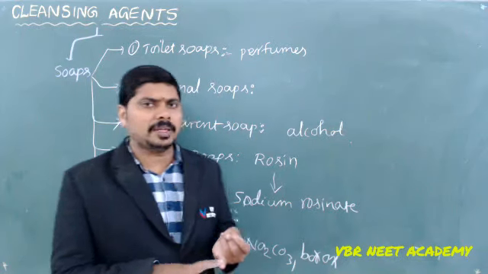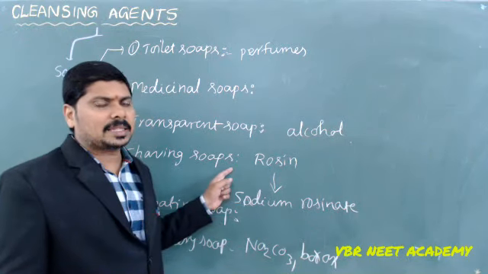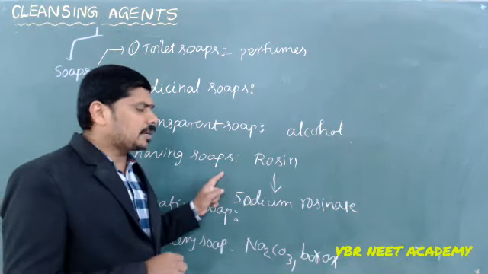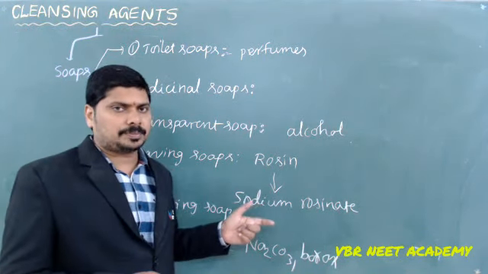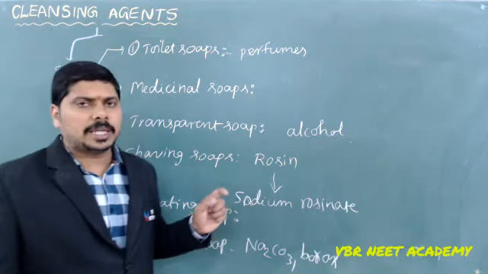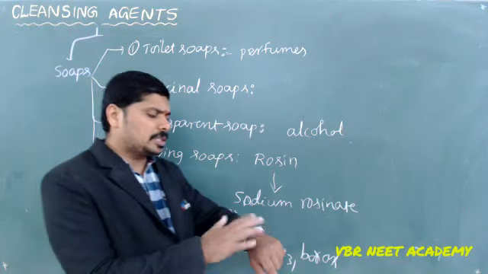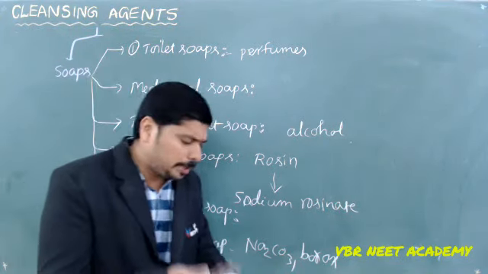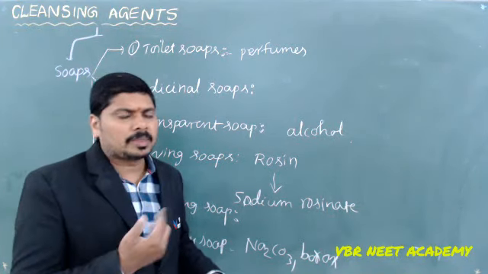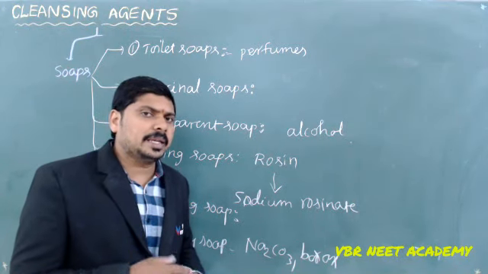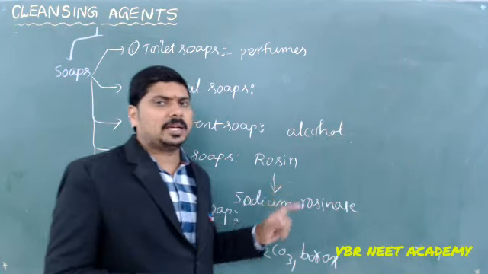Next, shaving soaps have rosin, which makes the lather form more. They are also added with glycerol. The glycerol prevents faster drying and stabilizes the foam. Normal soap kept on our skin gets dried up after some time. But shaving foam does not easily dry up. It is because glycerol is added, which prevents the fast drying of the foam.